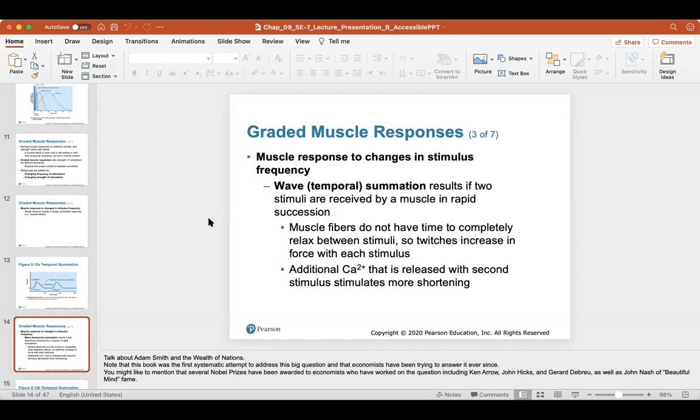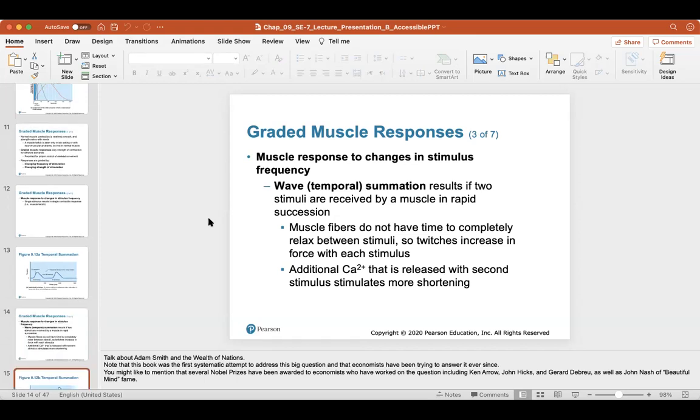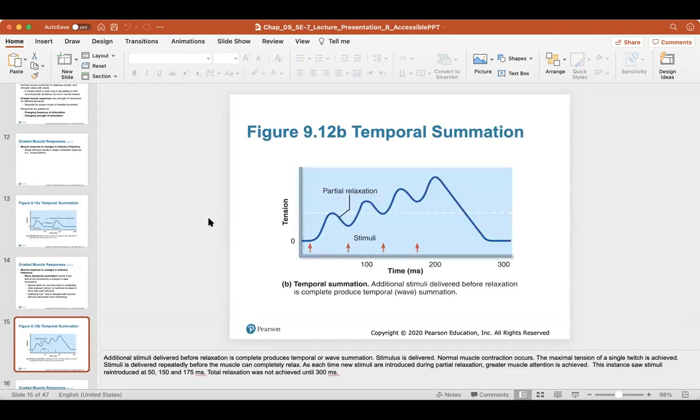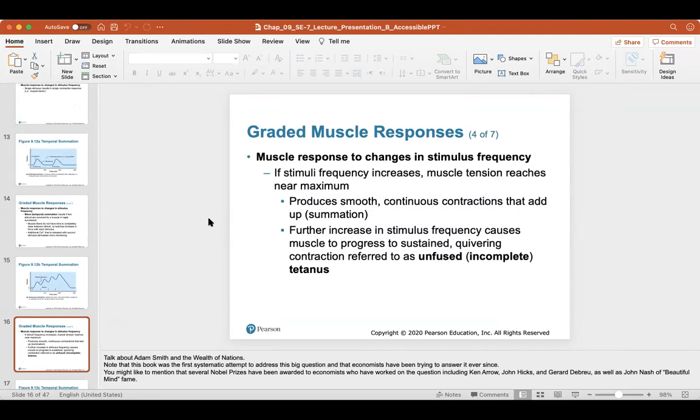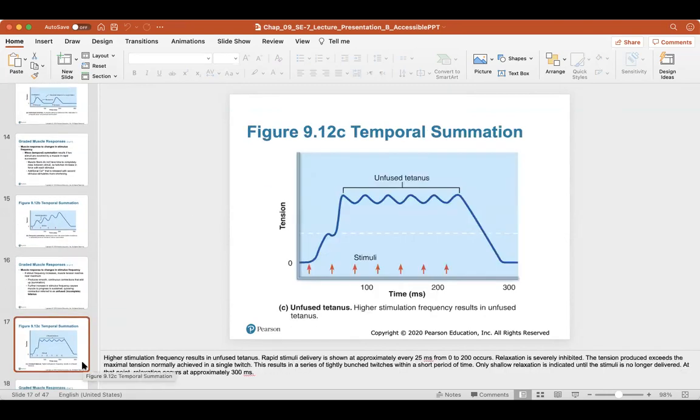Wave summation results if two stimuli are received by a muscle in rapid succession, as shown here, a kind of temporal stimulation. Muscle responses to changes in stimulus frequency can be fused or unfused, and you'll see what that means in your lab as well. So here's a temporal summation that causes unfused tetanus, meaning several stimuli. Your muscles are being stimulated over and over again, but unfused tetanus means there's a little bit of relaxation between stimuli.